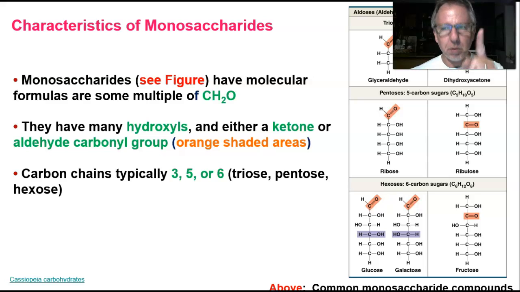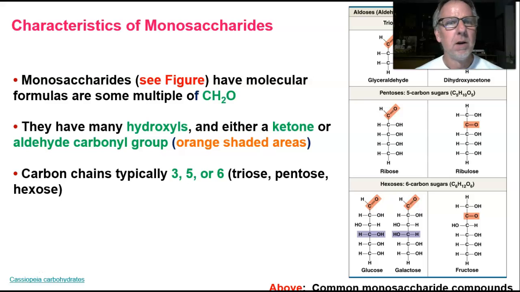So, number one, monosaccharides have a molecular formula that is some multiple of CH2O. So, they have three different elements in them: carbon, hydrogen, and oxygen. And for every carbon atom, there are two hydrogens and one oxygen. 1 to 2 to 1. That's the ratio.